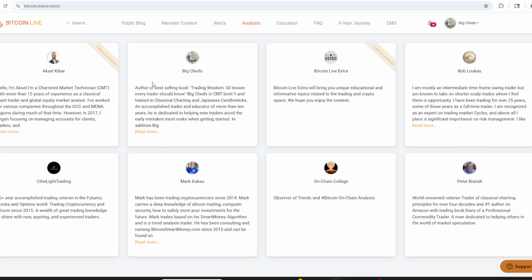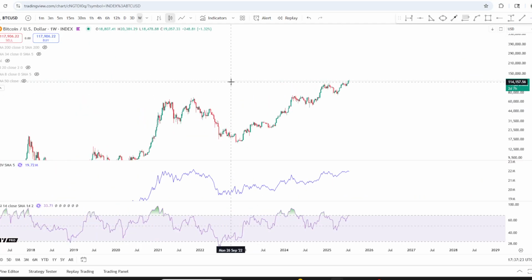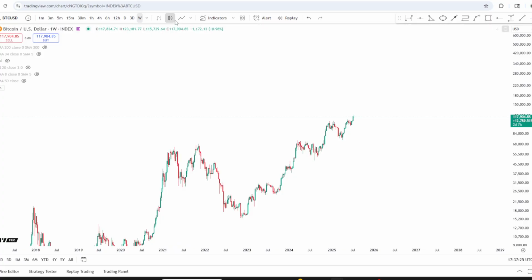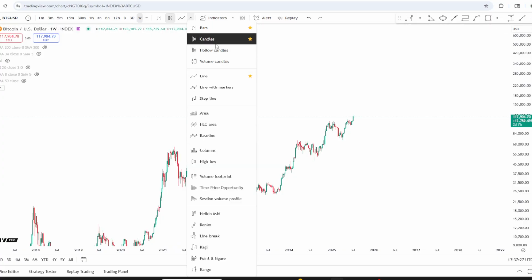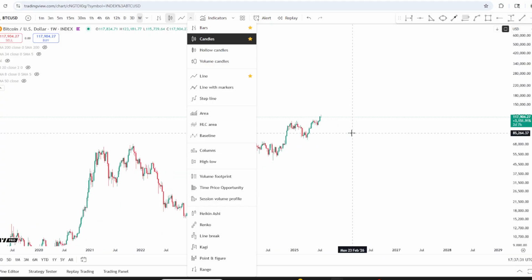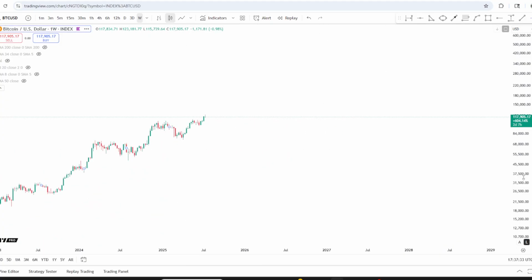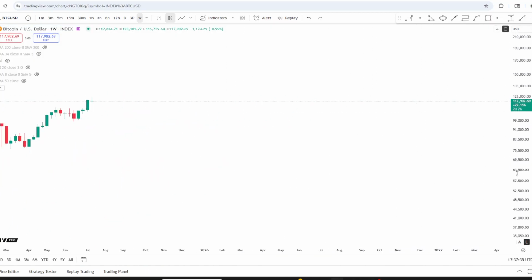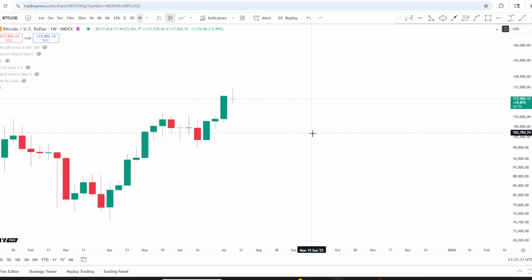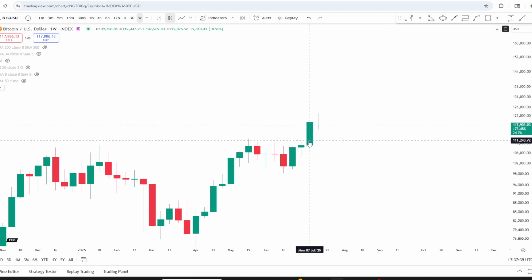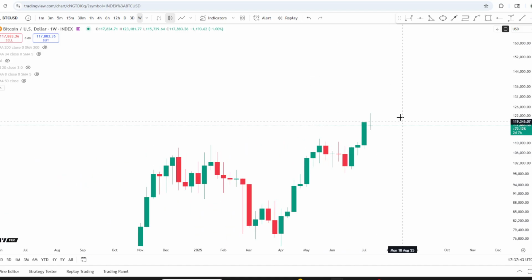For today's lesson, we're going to talk about a line chart. What is a line chart, right? Well, it's one of the options you've maybe seen here. Most people are using candles. So what is a candle? A candle, of course, is open, high, low, and close. You're essentially getting 4 data points. So on this candle here, open, high, low, and close.